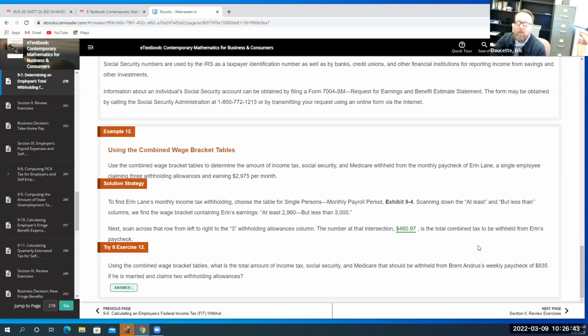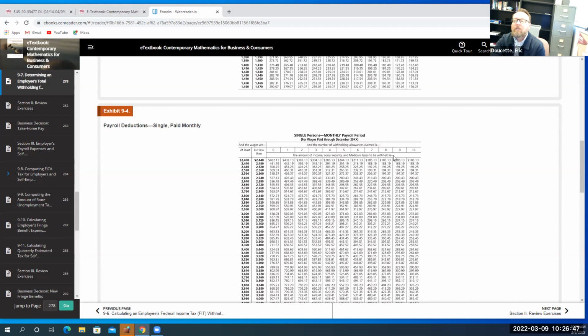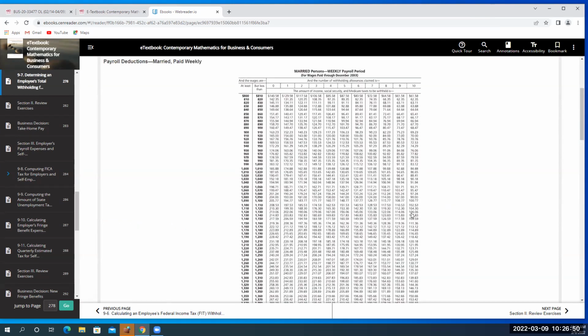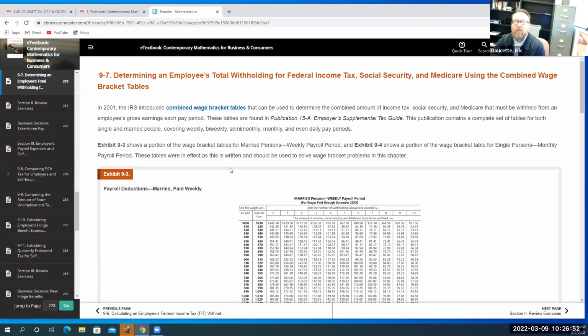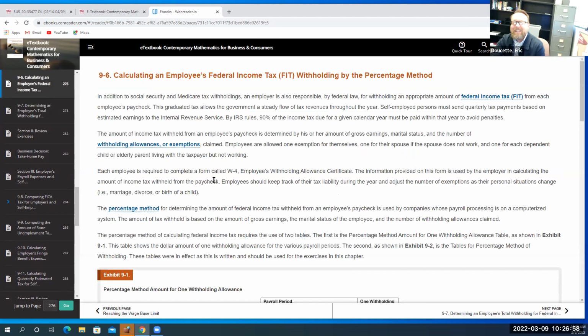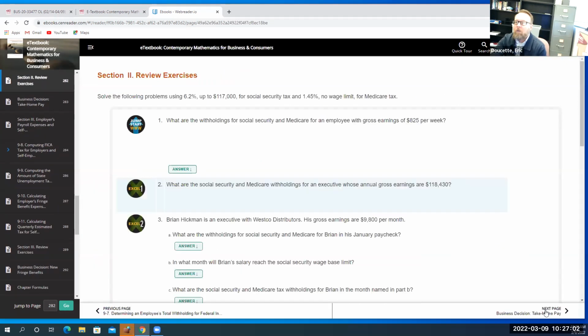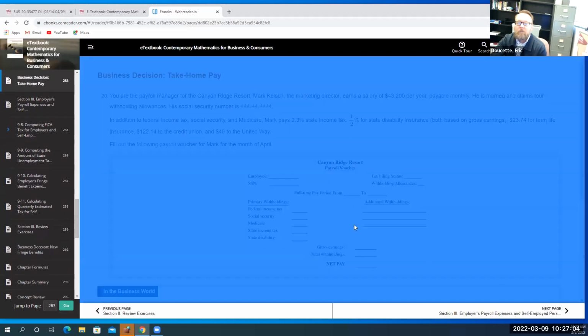And I don't get into 9.4 either, so you're not going to need to worry about this table here. Sorry, the section we just did, 9.6. I only do the percentage method. That's it. We don't cover the next one. So everything else in this chapter, you don't need to worry about at all. Does that make sense? Yep.